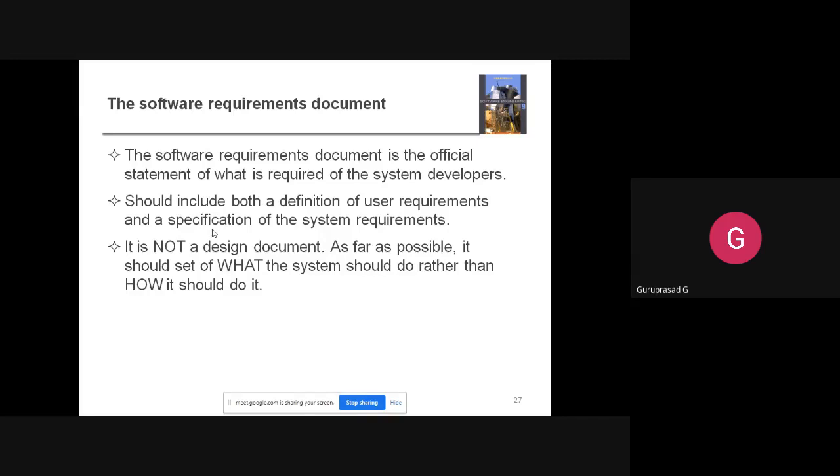During the requirements elicitation process, different types of users will come with different opinions. You have to collect those, put them together, and consolidate them, and find out what is valid and what is invalid. If requirements are not valid, we have to discard them. Once everything is clear, you put it in a document, and that document we call the software requirements specification document.